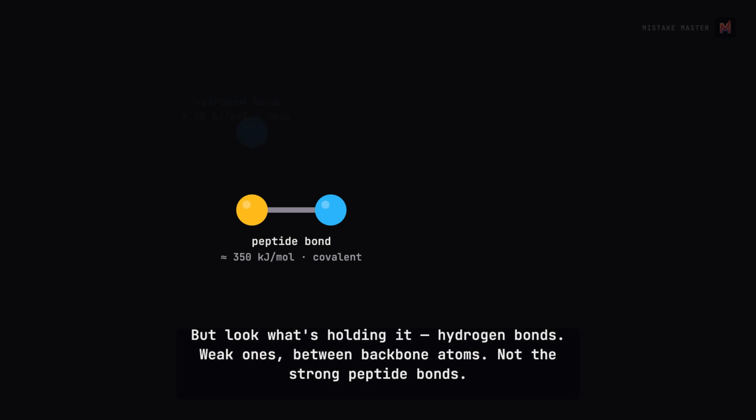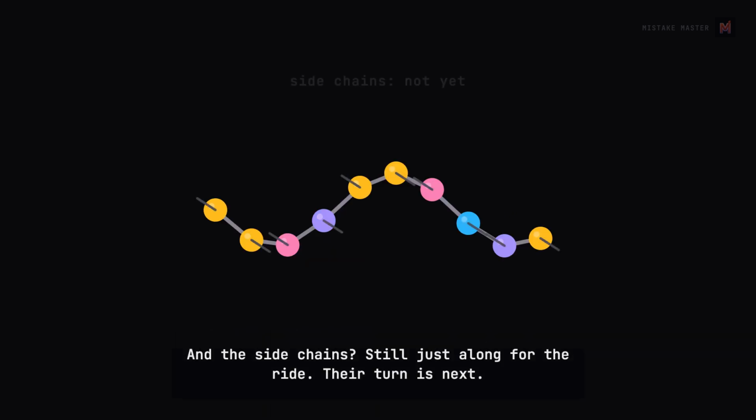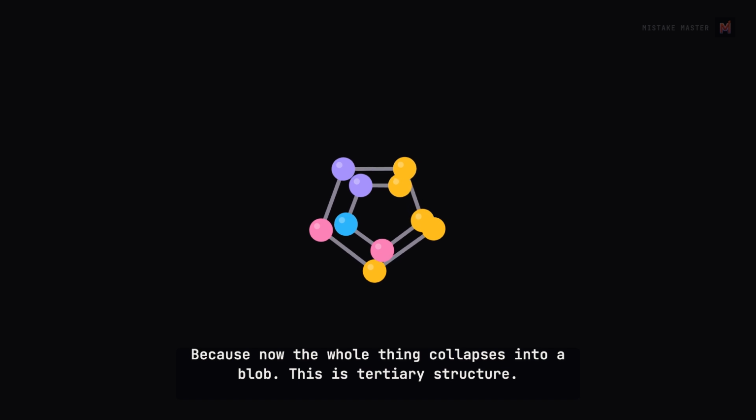Hydrogen bonds. Weak ones between backbone atoms. Not the strong peptide bonds. And the side chains? Still just along for the ride. Their turn is next. Because now the whole thing collapses into a blob.